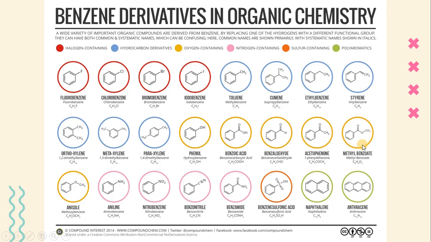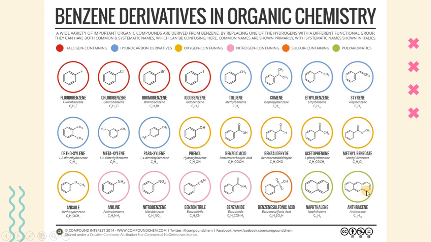We also have nitrogen containing, the ones in pink. So here, aniline with NH2, and nitrobenzene with NO2. Benzonitrile, and so on. Sulfur containing, also this one, benzene sulfonic acid. It was formed earlier in the sulfonation. So just remember, this is a benzene sulfonic acid. And polyaromatics, or polynuclear hydrocarbons, like naphthalene, anthracene, phenanthrene, and so on.